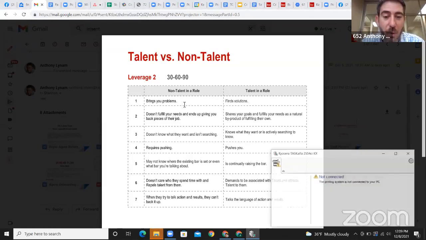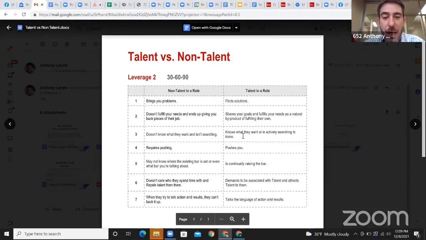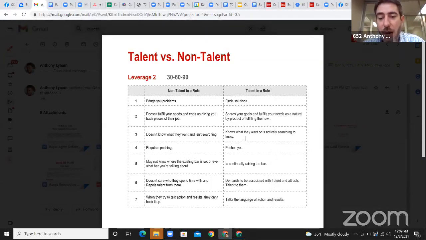Doesn't know what they want and isn't searching. And talent in a role knows what they want or is actively searching to know. I love that one. Yeah, I like that one too. Requires pushing. It's pretty simple. Pushes you. And we've got to stop right there, because as leaders, oftentimes you're like, man, why does this guy keep pushing? He just got here, we just hired him, and he already says he doesn't have enough to do. Right.